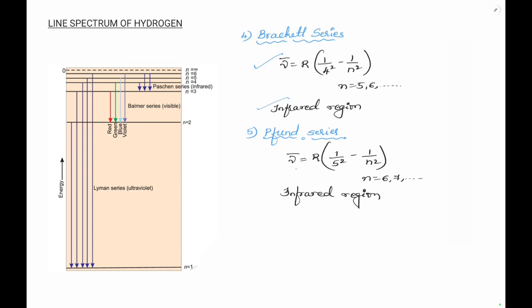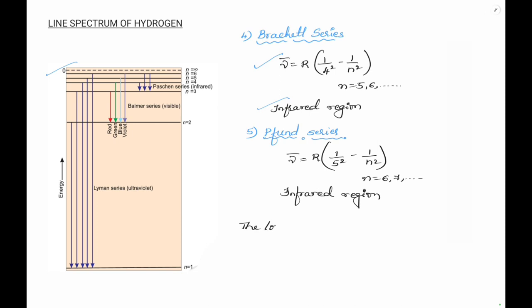For Pfund series, the Rydberg equation is R into (1 by 5 square minus 1 by n square), and the n value for this particular expression starts from 6, 7 and so on. Pfund series also corresponds to the infrared region. In this diagram here, you can see the transitions corresponding to the Lyman series, Balmer series and Paschen series.